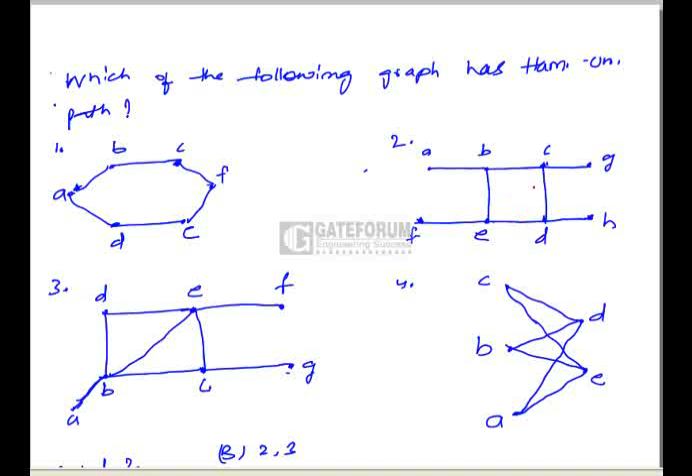If we try for second graph, we cannot draw a path which visits all the vertices exactly once. Let us start from A. So if we go like this from A to B and B to C and C to G, here we cannot come back. Why? Because if we come back, C will be visited twice. So this is not a Hamiltonian path.